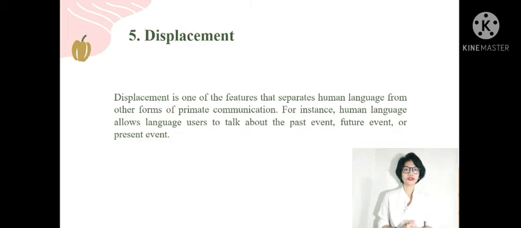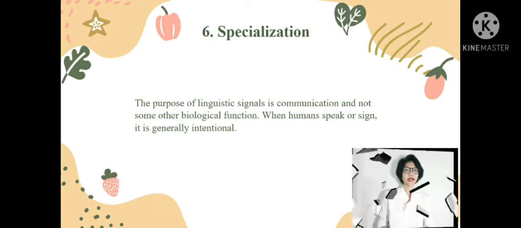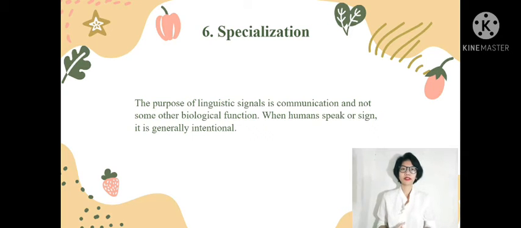Language can be used to refer to real or imagined matter in the past, present, and future. Language refers to the idea that humans can talk about anything they want, physically present or that do not even exist. So displacement is one of the features that separates human language from other forms of primate communication. And next I will explain about specialization.